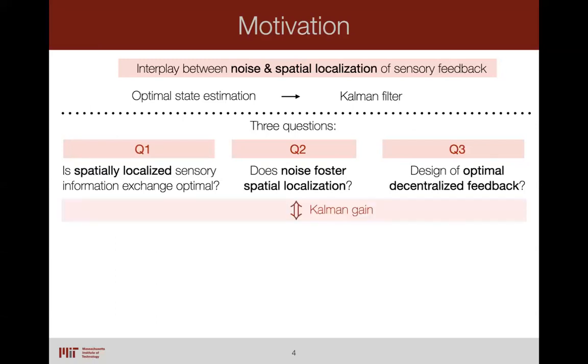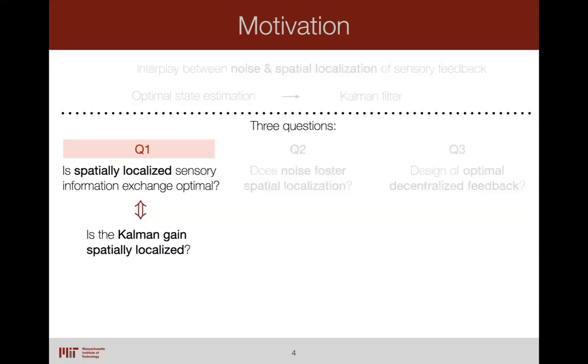So since we will be answering these questions in the context of Kalman filters, what I will show you today is that we can actually equivalently frame these 3 questions in terms of the Kalman gain. So pretty much it will be about trying to derive some properties of the Kalman gain in this setting. So the first one is really going to be about, could we prove that the Kalman gain is spatially localized?